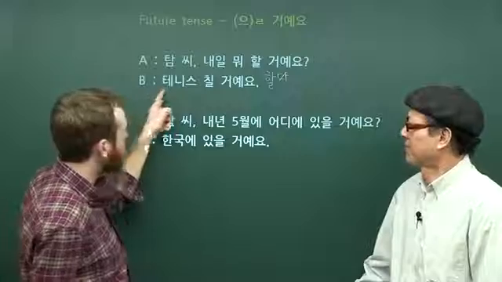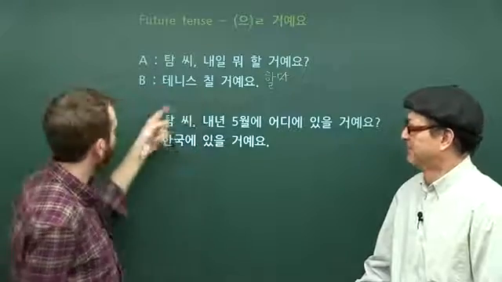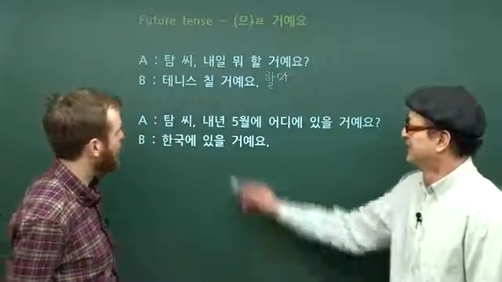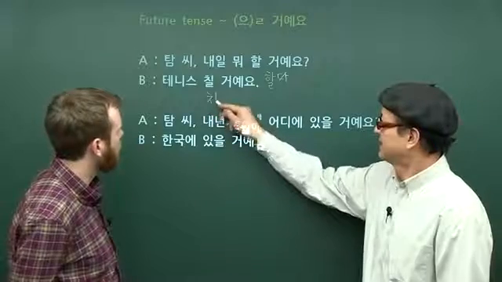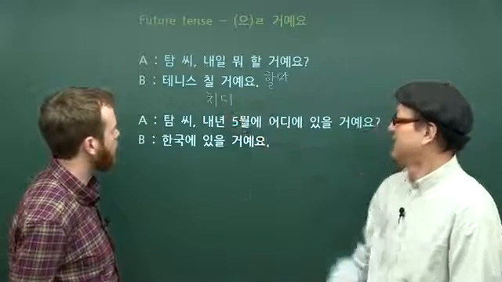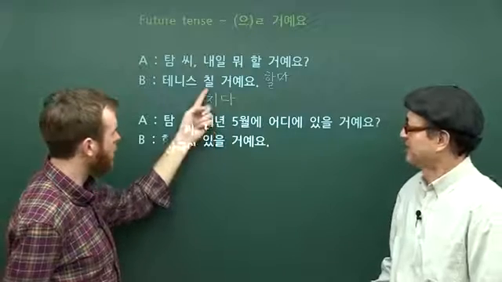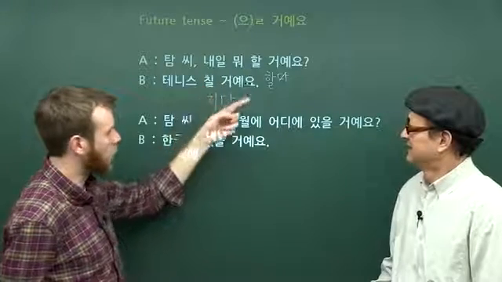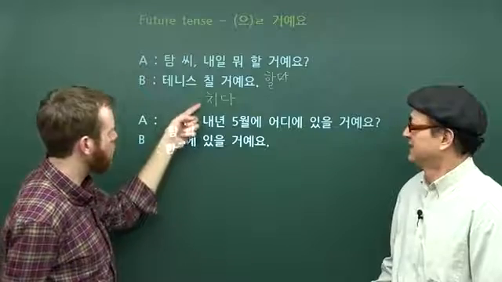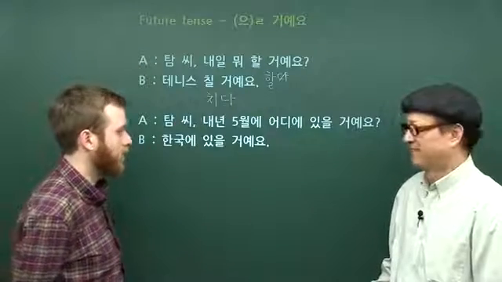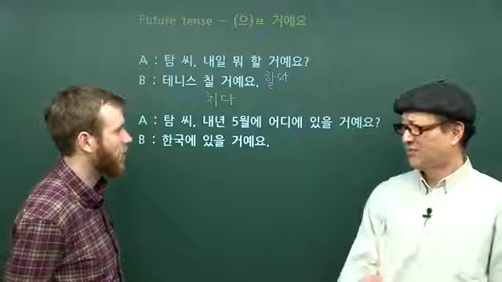The answer is 테니스, tennis, 칠 거예요. So this verb, 치다. Again, our verb stem ends in a vowel. All we have to do is add ㄹ and 거예요. And the verb 치다 means to hit. 테니스 치다.